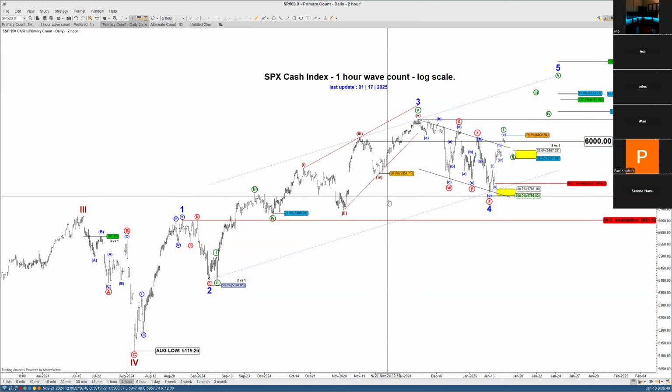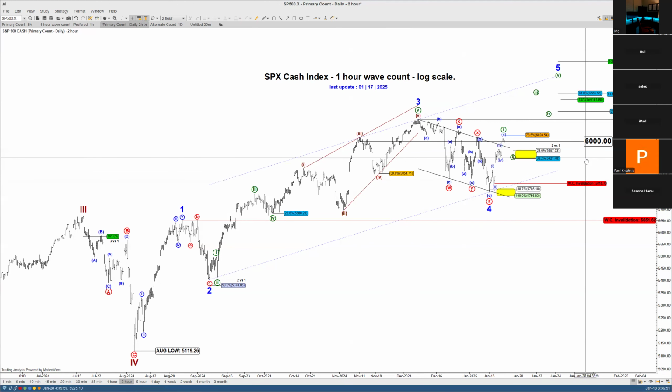So since December, the market is just sideways. Because if you look at this, and if you just forget about all these labels here and just look at the price, what the market is actually doing.